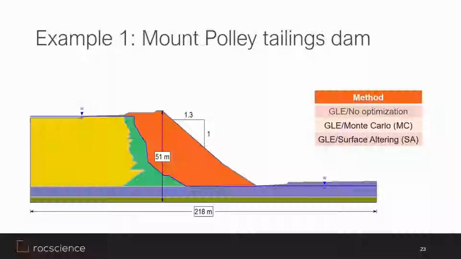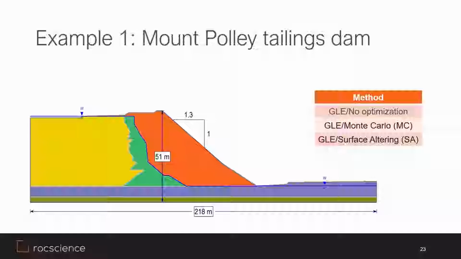In this section, we are going to talk about real geotechnical examples, not just simple geometries, using random limit equilibrium approach in Slide 2018. This is one of the real case studies. This is Mount Polley Tailings Dam in British Columbia.